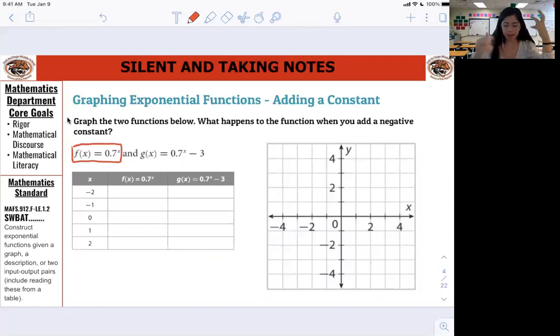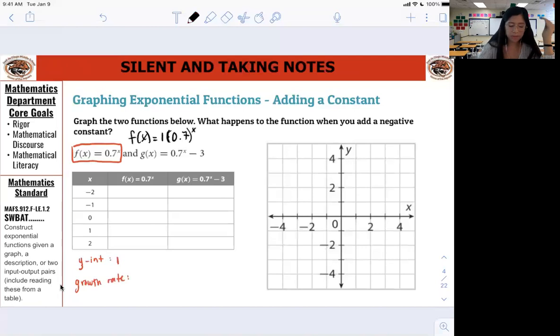So let's start with that. Let's talk about both things: the y-intercept and the growth rate. What is the y-intercept? 1. Good. The y-intercept is 1. Remember that there's an invisible 1. So I could rewrite this as f of x equals 1 times 0.7 to the power of x. So there's a little invisible 1 right there. So the y-intercept is 1, the growth rate is 0.7.